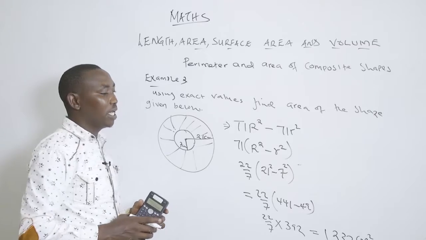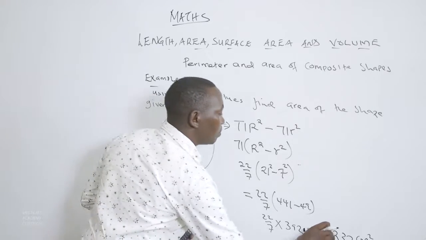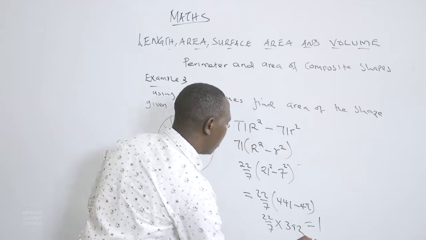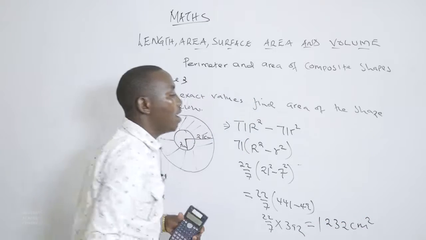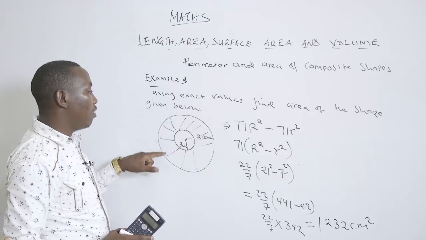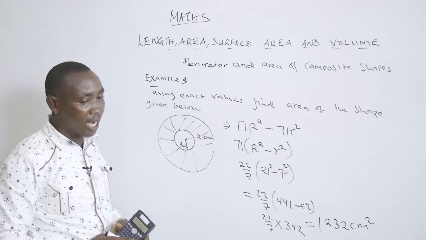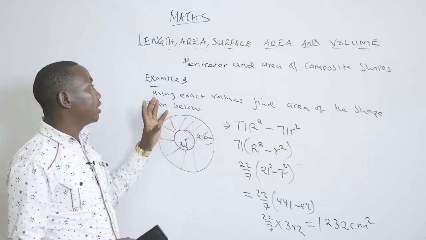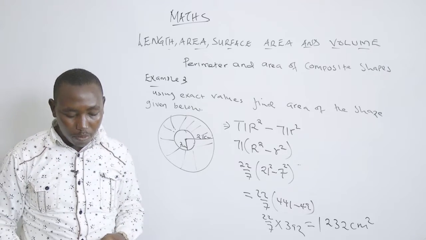square centimeters. Therefore, this will give us 1,232 square centimeters as the total surface area of this particular shape that has been shaded. So this particular example brings us to the end of the discussion on how we can find the area and perimeter of composite shapes.